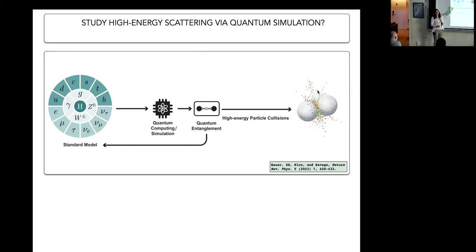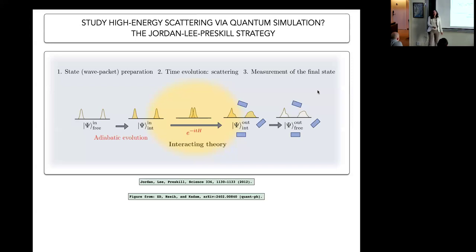Again, as a summary, we're going to talk about how to go from theories of the standard model to complex processes like high-energy collisions of particles in particle colliders. And we're going to use quantum technologies and quantum simulation and computation to allow that program. Any questions so far? Okay. All right. So how do we do a scattering using a quantum computer?